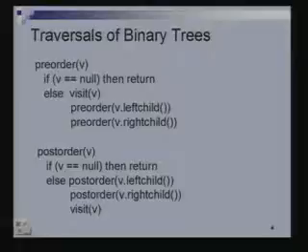So, it said pre-order: first visit the node, then visit the children nodes. In post-order, first visit the children nodes and then visit the node. So, let us look at how this specializes to the case of binary trees. In a pre-order traversal, what are we saying? V is a node. If V is null, then there is nothing to be done.